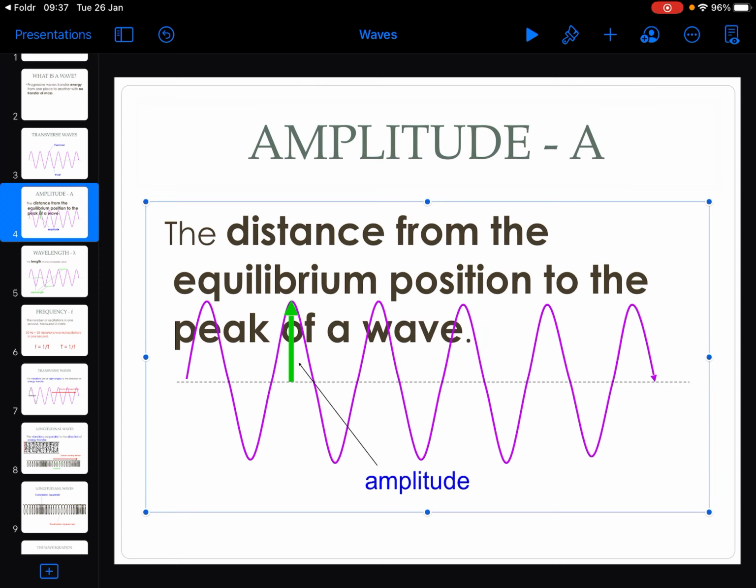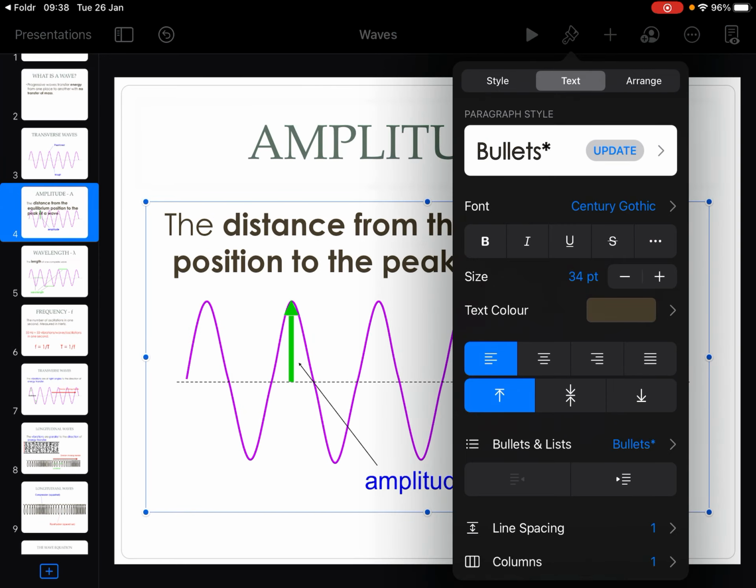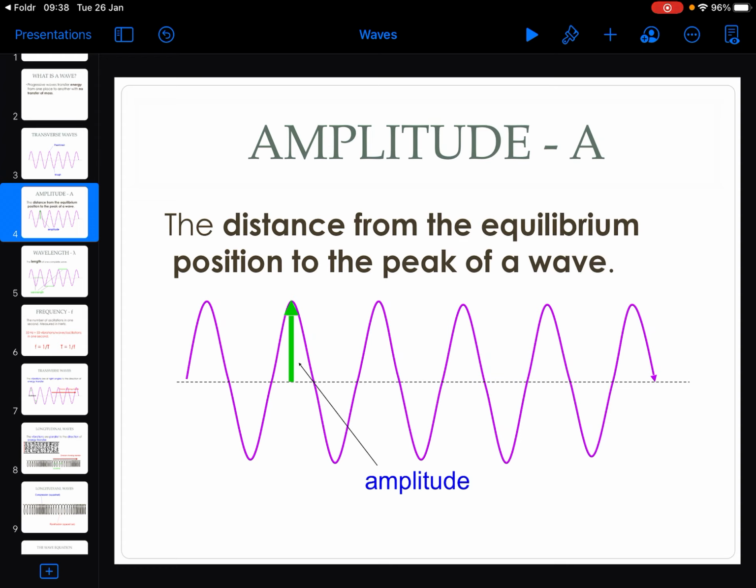Or, it's a bit big, isn't it? Should not be editing this whilst doing the video. Hey ho. The distance from the equilibrium position to the peak of a wave, or to the trough of the wave. You can go down as well.